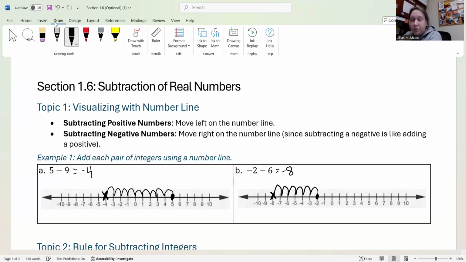And again, thinking temperatures, that sort of makes sense. If the temperature is negative 2 degrees at dinner time, and then it drops an additional 6 degrees by bedtime, what is the temperature at bedtime? It would be negative 8 degrees.